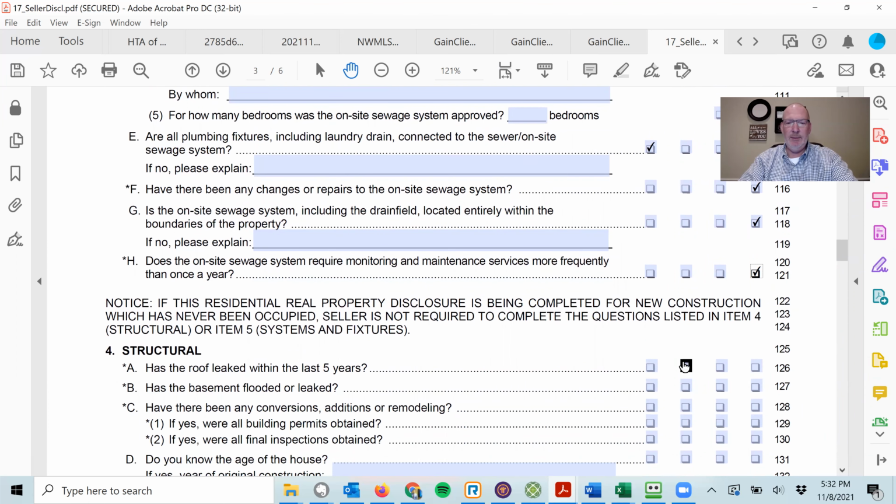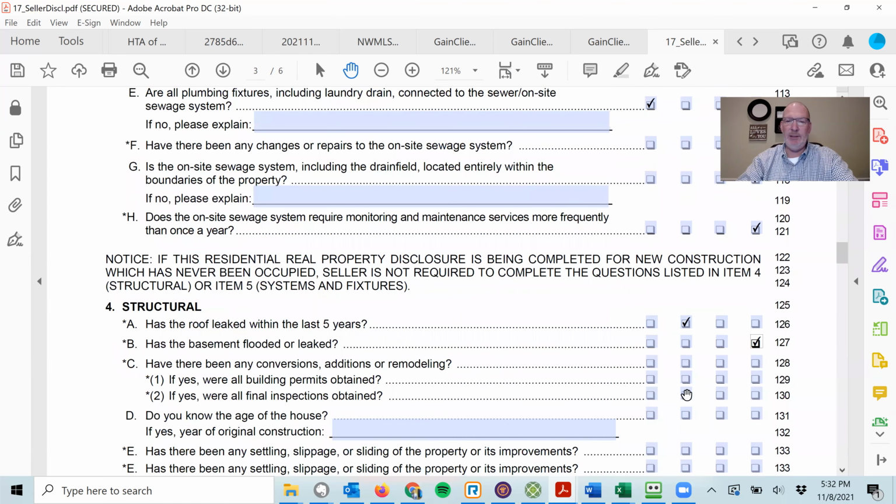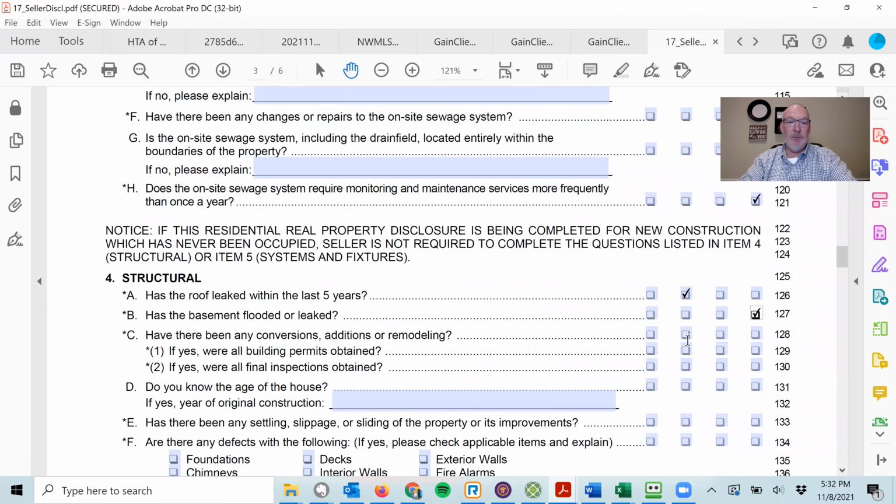Has a roof leaked? Hopefully they say no. Is the basement flooded or leaked? If they don't have a basement, you're going to say NA. A lot of the homes in the Northwest don't have basements, they have crawl spaces. Homes in Seattle, a lot of those do have a basement. So you would say yes, no, or don't know, or NA.